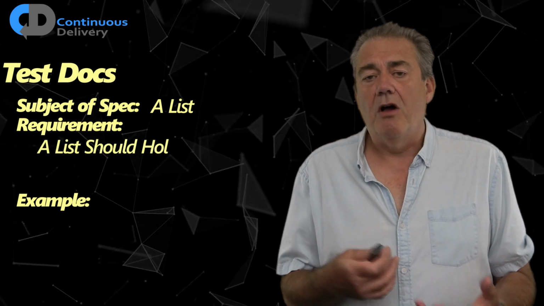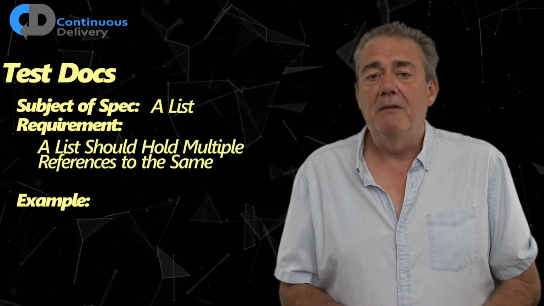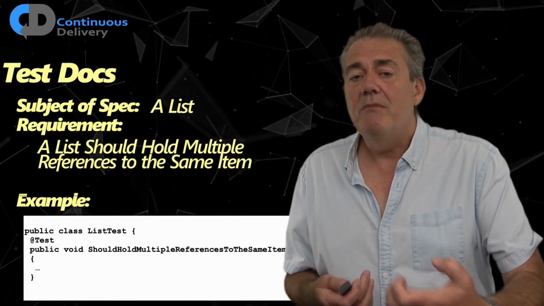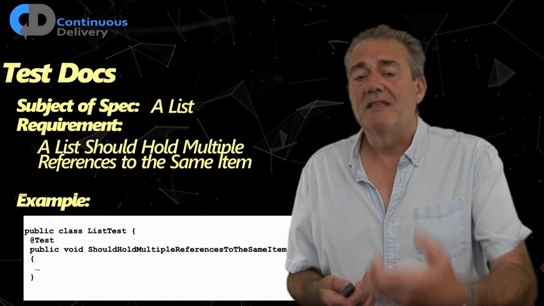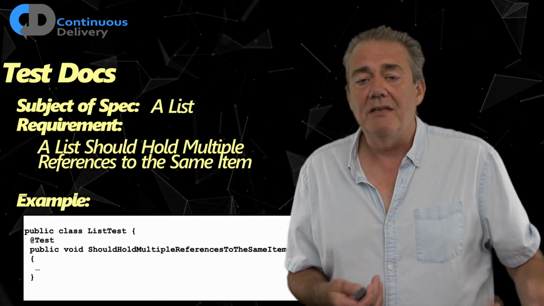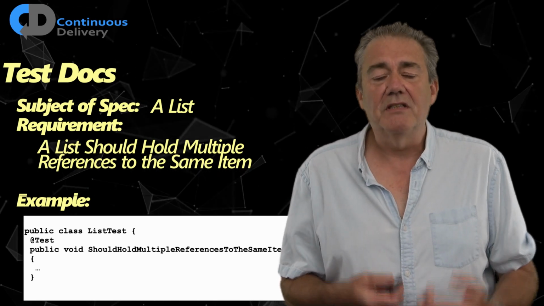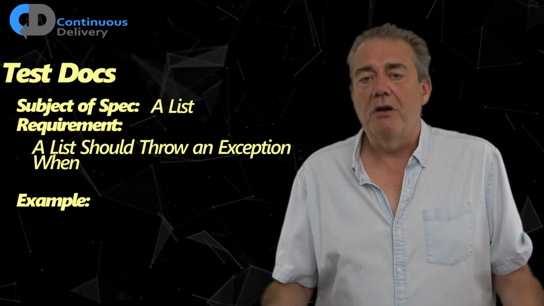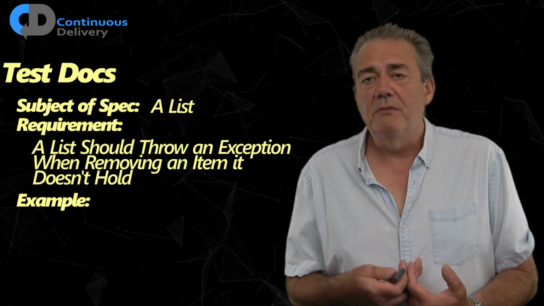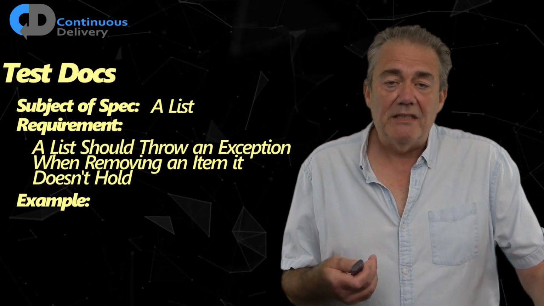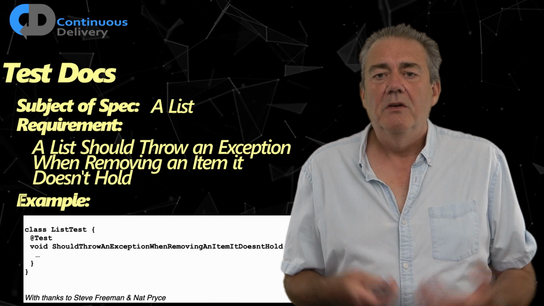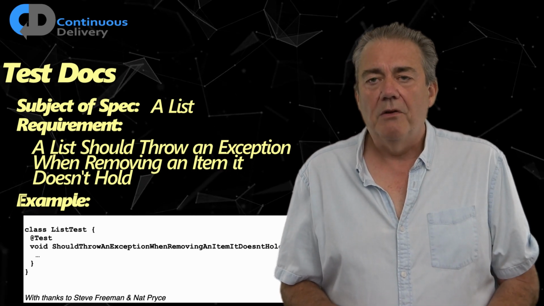A list should hold multiple references to the same item. We're going to have a list test, and so taking the name of the test, list test, and taking test off, a list should hold multiple references to the same item. And finally, a list should throw an exception when removing an item it doesn't hold. List test, a list should throw an exception when removing an item it doesn't hold.